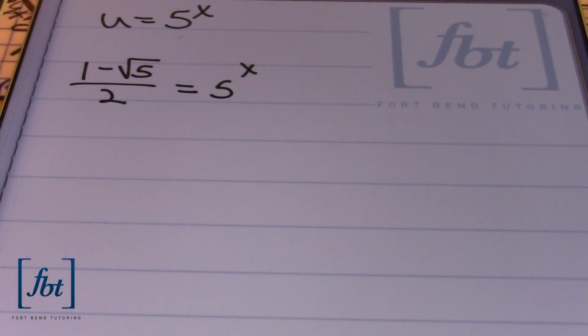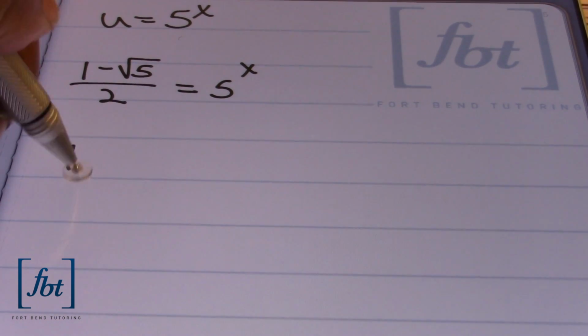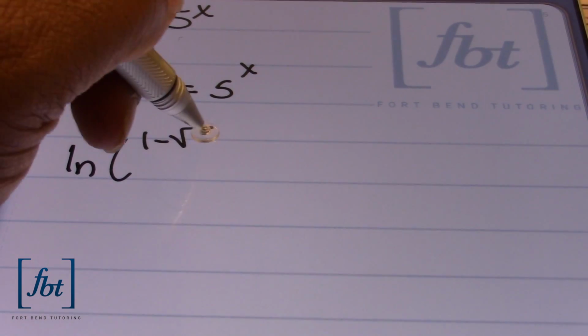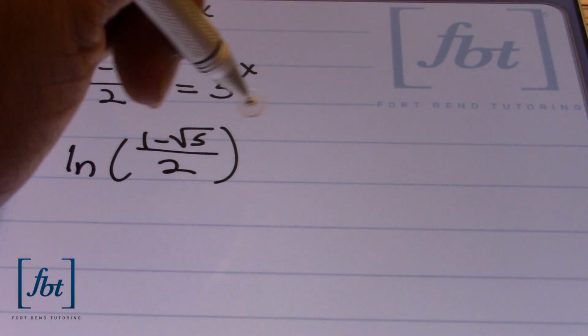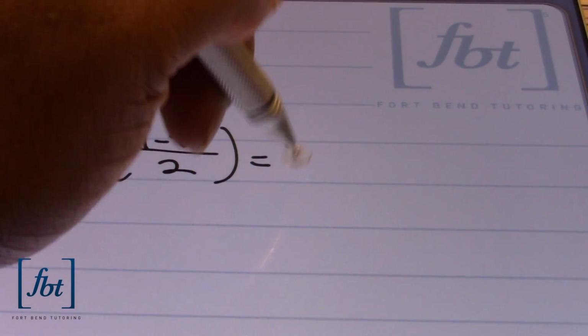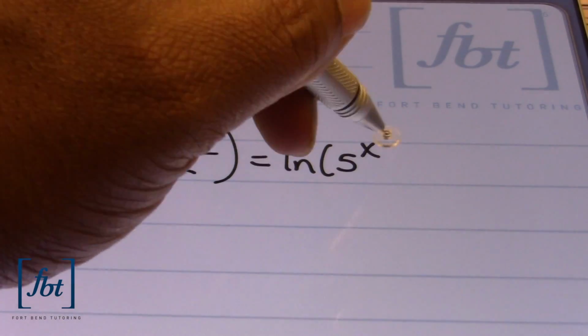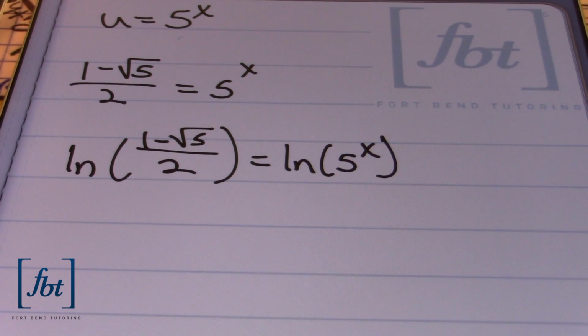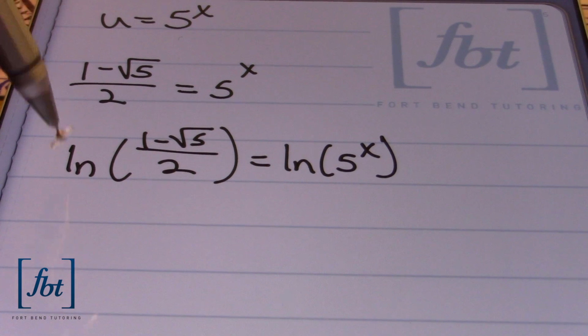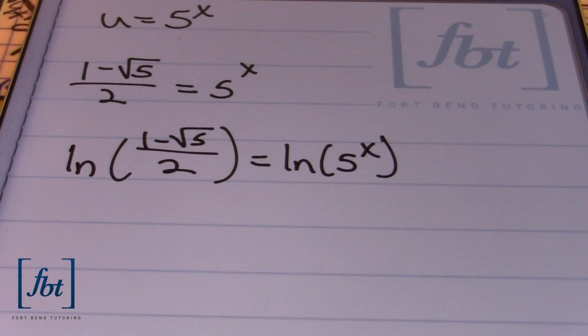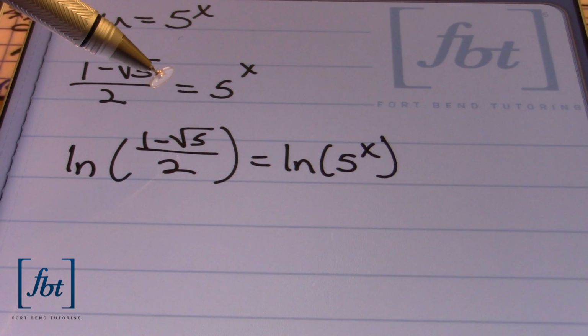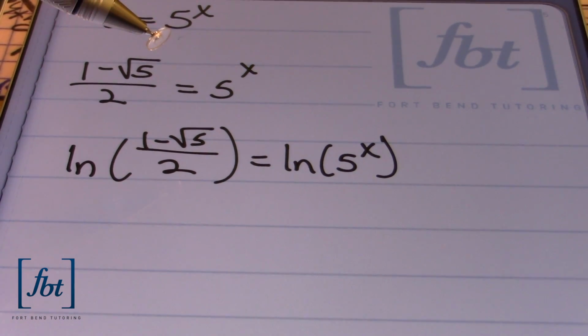Let's start by taking the natural log of both sides. So we'll have the natural log of 1 minus the square root of 5 divided by 2, and we'll also take the natural log of 5 to the x. Well, for starters, I already know that this won't work, and the reason why is because I can't take the natural log of a negative number. See, the square root of 5 is going to be between 2 and 3. I know that because the square root of 4 is 2, and the square root of 9 is 3. So therefore, the square root of 5 would have to fall in between that.